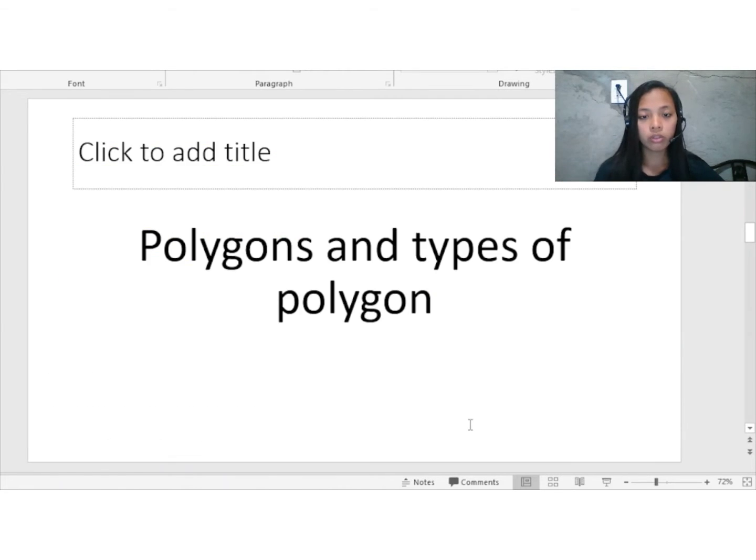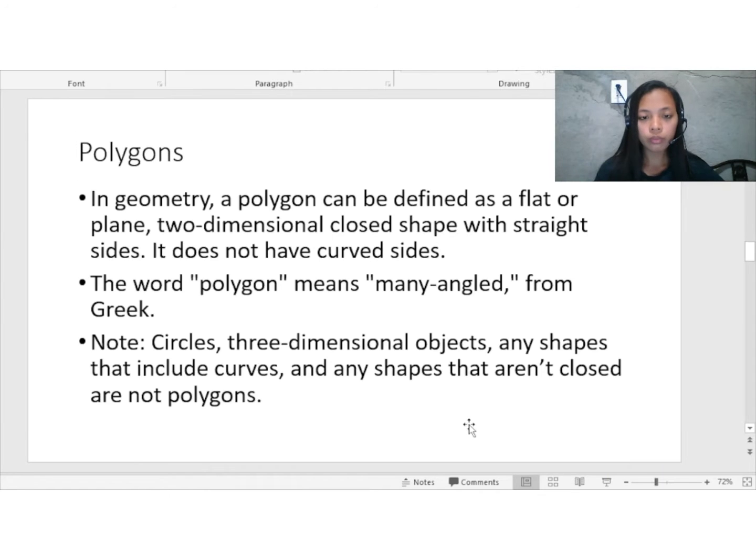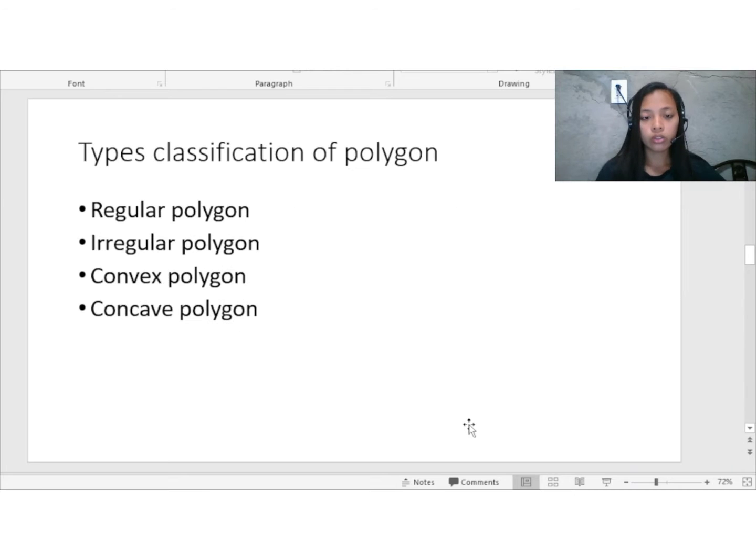And now let's move on to polygons and types of polygons. What are polygons? A polygon can be defined as a flat or plane two-dimensional closed shape with straight sides. It does not have curved sides. The word polygon means many angles from the Greek. Notice that a circle, three-dimensional objects, any shape that includes curves, and any shape that isn't closed are not polygons.